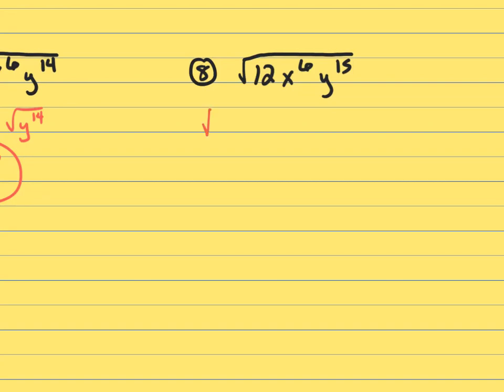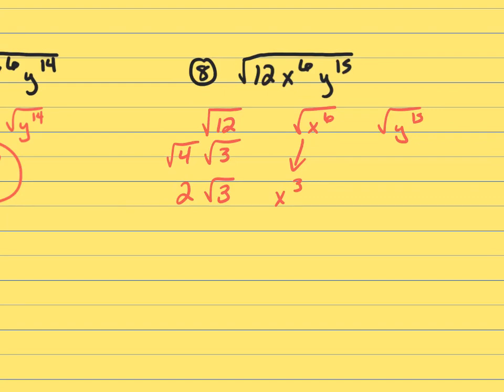Number 8, I'm going to split this up into 3 easier problems. Square root of 12, I need 2 numbers that multiply to give me 12, one of them being a perfect square, and that's 4 times 3, which would give me 2 square root of 3. Square root of x to the 6th, that answer is x to the 3rd. And square root of y to the 15th. I have to break that apart, and I take one of my y's over here, and that's going to leave me with 14 of them here. And the reason I split that up is because now I know the answer to the square root of y to the 14th. That is y to the 7th, and I have to bring down my square root of y.